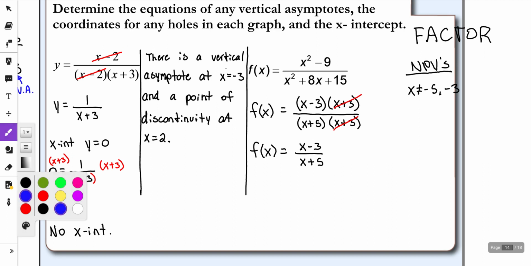That means my minus 5 is a vertical asymptote. My negative 3 was a hole, because the negative 3 got simplified. It went away. That NPV would disappear, leaving me with a hole. My x plus 5 was still there, so my NPV of negative 5 is still there. That creates a vertical asymptote.